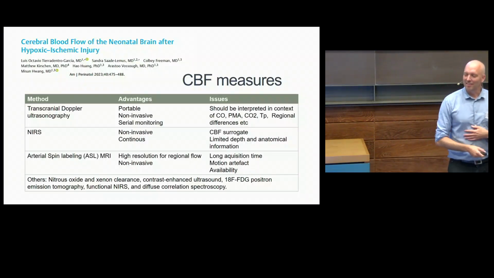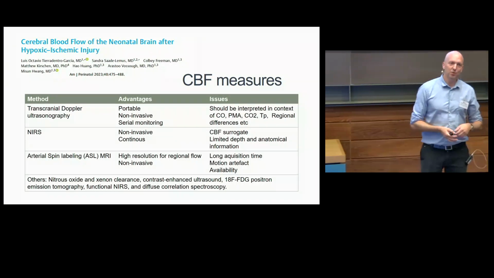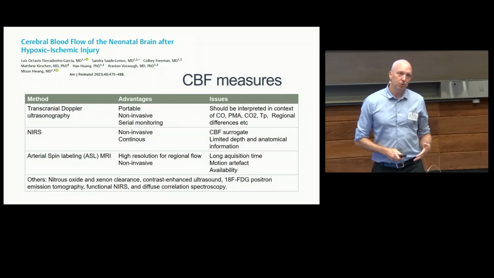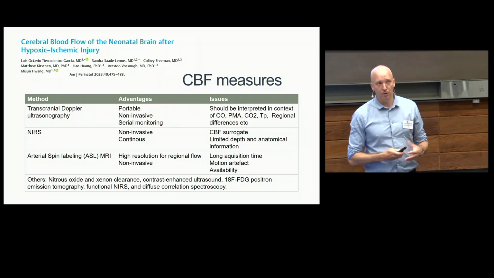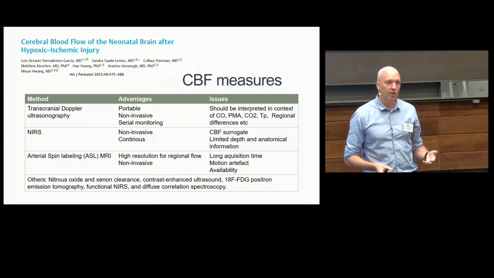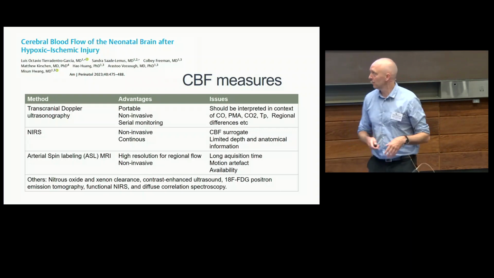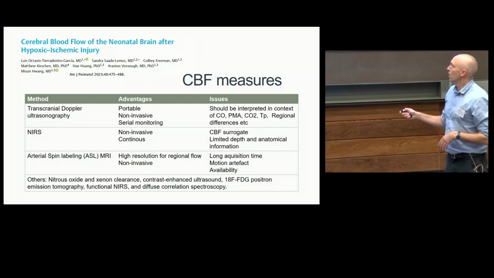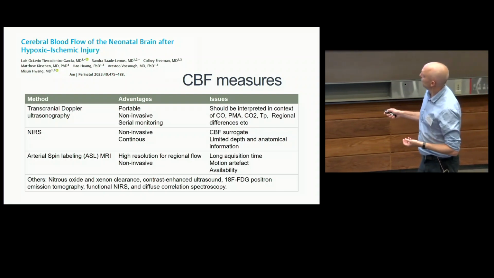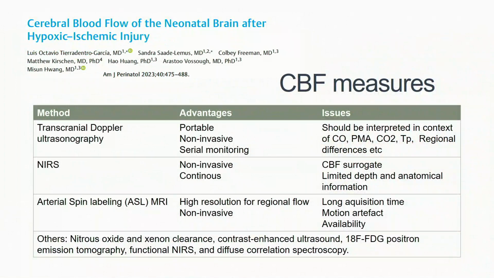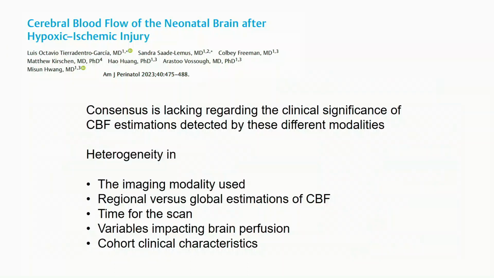So I have 7 minutes left, it's perfect. Arterial spin labeling, which is a perfusion measure that you can do with MRI. There are different ways that you can try to measure cerebral blood flow in neonates, and there is no consensus on the best technique, the correct timing, how to interpret it. So ASL is one of those. You can do Doppler ultrasonography, you can do NIRS, you can do MRI, and a number of other things I'm not going to go into. But here again, acquisition time, motion artifact, and availability are some of the cons for the MRI.